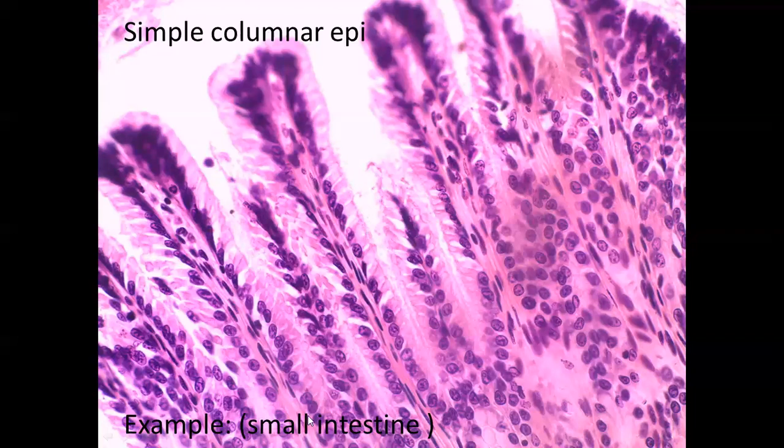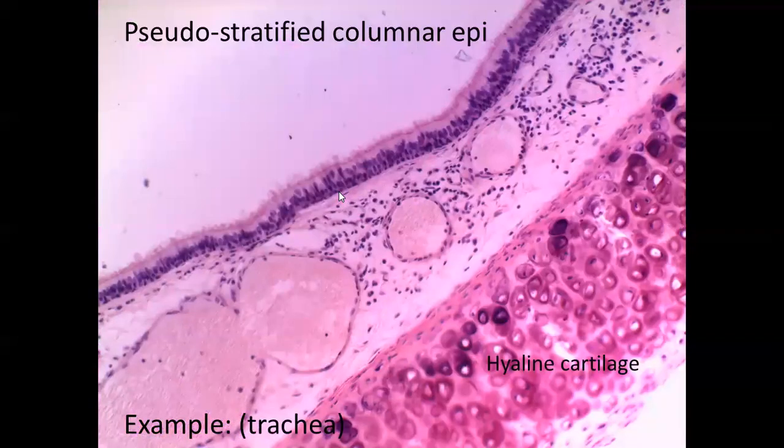Example: taken from what? From the small intestine. Why do we know this slide is of the small intestine? Because it has villi. The slide consists of villi lined by what? Simple columnar epithelium. Another slide: ciliated pseudostratified columnar epithelium. Ciliated pseudostratified, this is also one layer. Why do we call it pseudo? Because it consists of two types of cell.